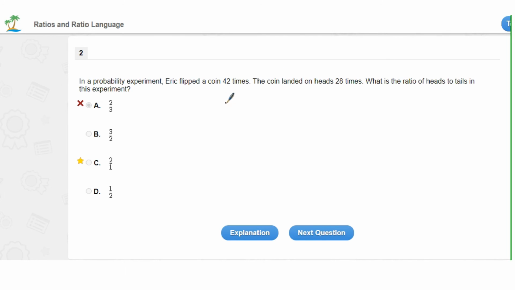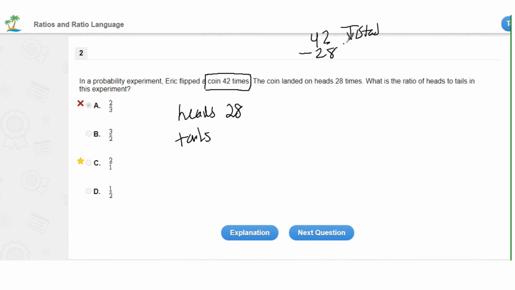So he flipped a coin a total of 42 times. So heads is 28, and tails is going to be 42, which is the total, minus 28, which is a part. The rest is going to be tails. This is the part that's heads. And then if I subtract, I'm going to get the part that's tails. So if I subtract here, I have 14 that's going to be tails.